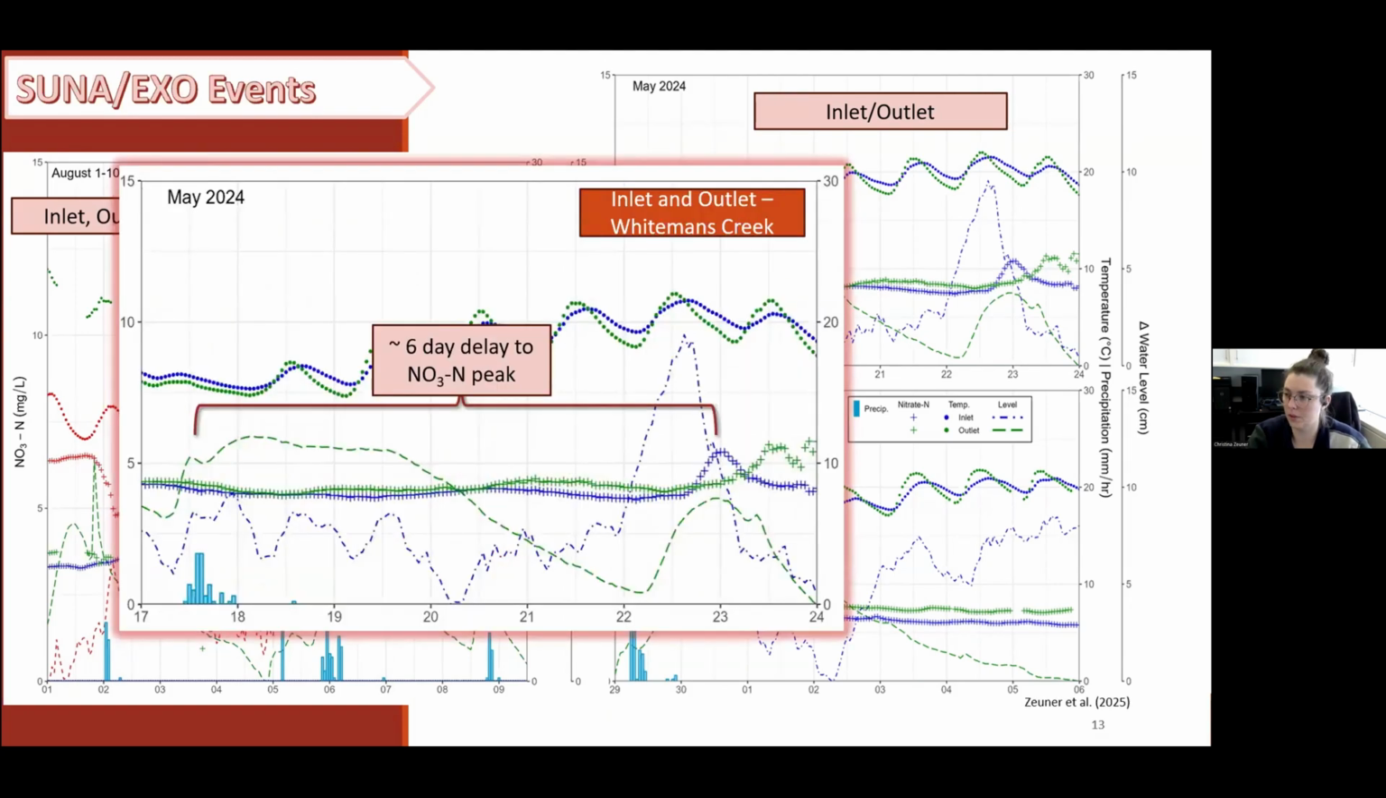And here I just want to highlight a notable delay in peak in nitrate concentration that we saw in the main creek. So it took about 6 days for that peak to occur in May after the precipitation event. And really we were able to see that peak because we're able to monitor for a much longer period. If we were just using the auto sampler, we definitely would have missed that.